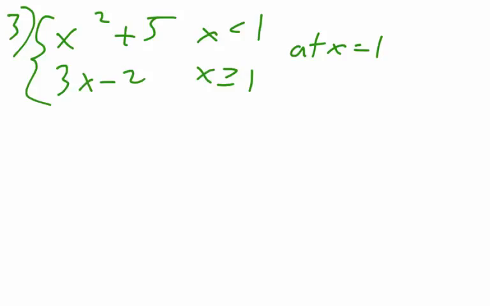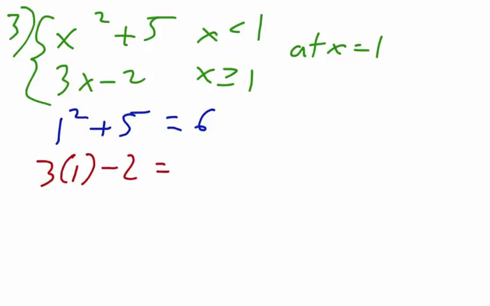So what I'm going to do in problem number 3 is plug in 1 into both of these. And for the top one, I got 1 squared plus 5 equals 6. 3 times 1 minus 2 equaled 1. And since these are not the same, the answer is a jump discontinuity.